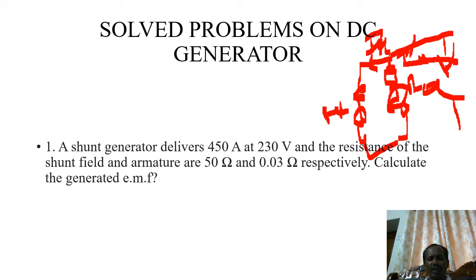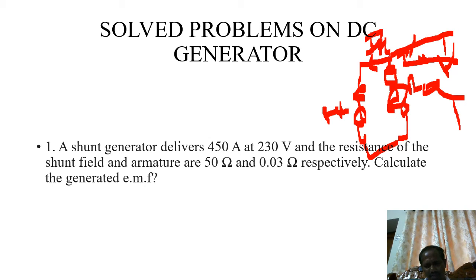All of you note the given data in this problem. A shunt generator delivers 450 ampere. Current is 450 ampere, which is delivered. V is 230 volt connected across these terminals. Shunt field resistance RSH is 50 ohms. Armature resistance RA is 0.0. Calculate the generated EMF. Now go through the next slide.